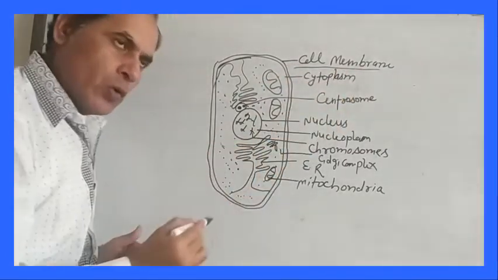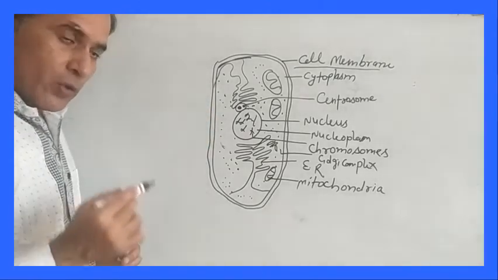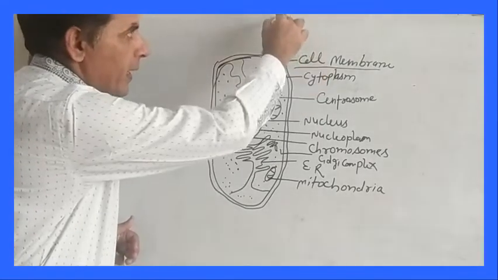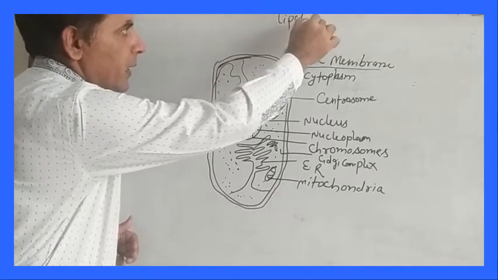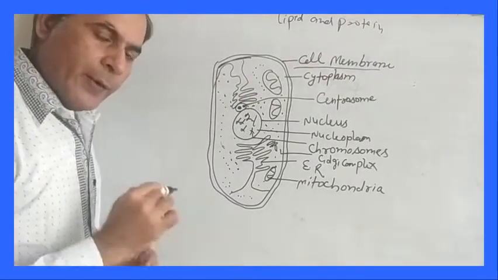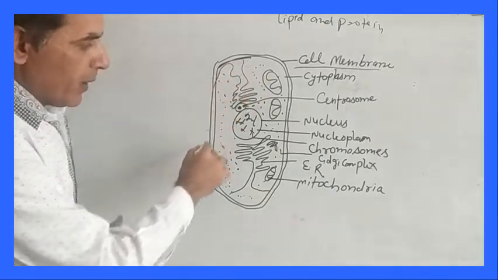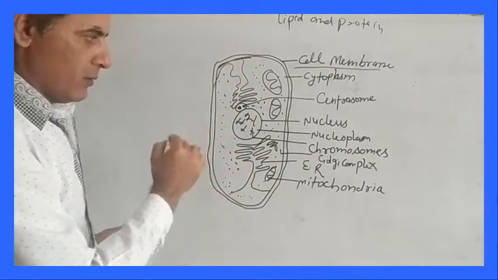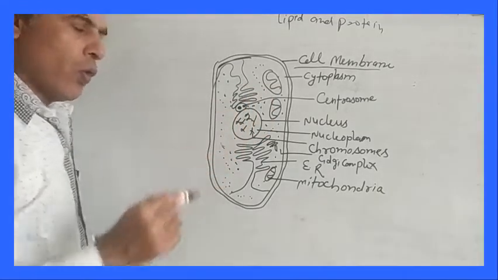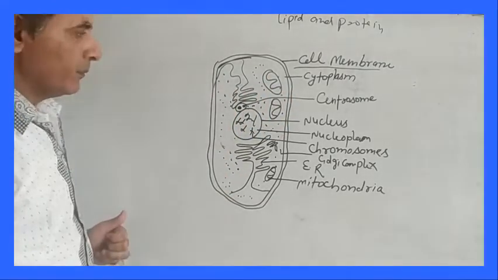Cell membrane is also called the plasma membrane. It is made up of lipid and protein. Its main function is to protect the inner parts, or cell organelles. Many cell organelles are present in the cell, and all of them are protected by the cell membrane, or plasma membrane.